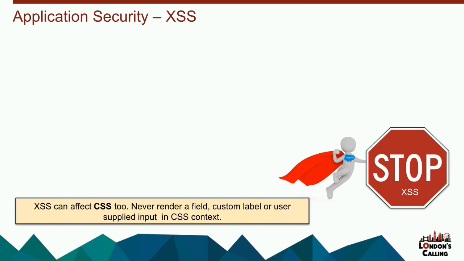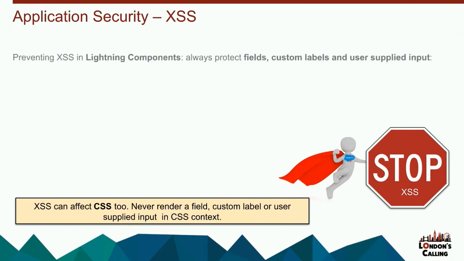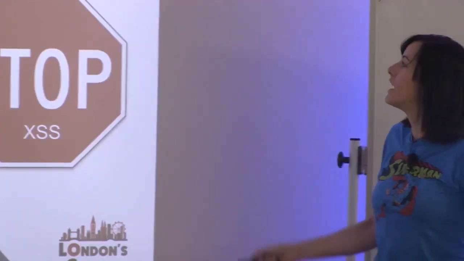What about Lightning components? Lightning components is the same. We have to protect user-supplied input, custom labels, and custom fields. The HTML content is not auto-encoded in Lightning components, but because of the way in which the framework is implemented, there are very few places which are vulnerable to cross-site scripting in HTML. Some exceptions are when you are setting attributes on the href or src attributes.